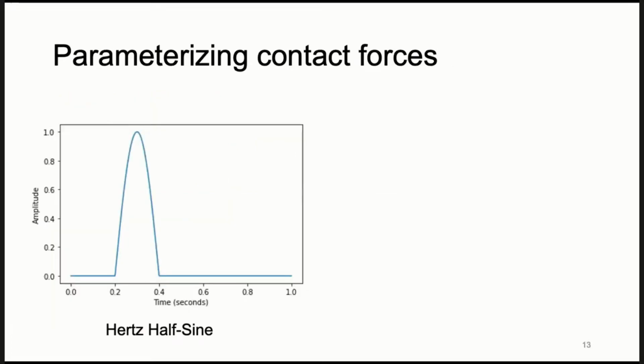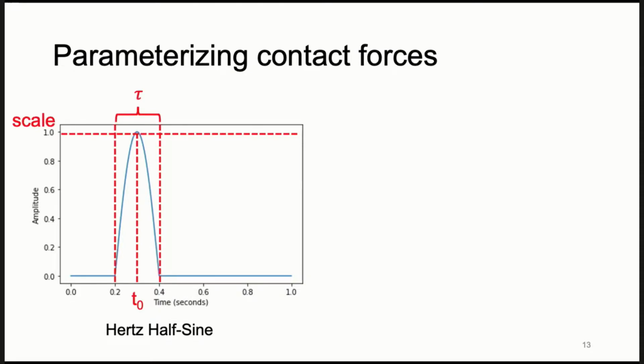The first thing to know about impact forces is that they are generally not ideal impulses. They have different sharpnesses to them depending on the velocities, shapes, and hardnesses of the colliding objects. So we use a Hertzian half-sine model of contact forces, which can be parameterized with the timing of the impact, the scale or magnitude, and the time constant tau, which represents the sharpness of the impact.